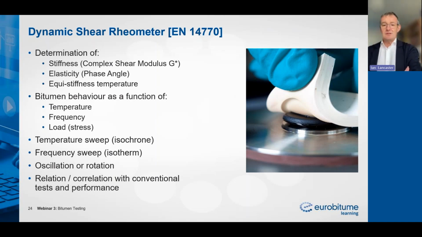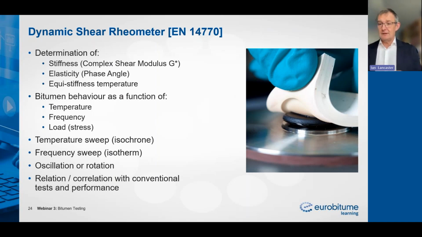And we can also use it to measure things like equistiffness temperature, the temperature at which different binders have the same level of stiffness. Within the rheometer, we measure the behavior of bitumen as a function of temperature, frequency, or of load. Now, it's much more common to focus on the first two, and measure the behavior of bitumen as a function of temperature or as a function of frequency. Less common is to measure as a function of load.